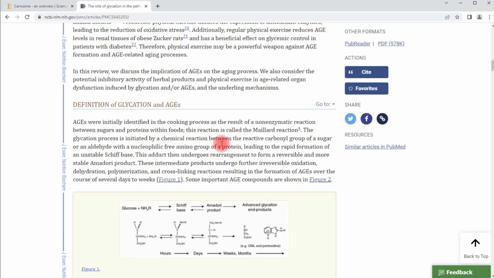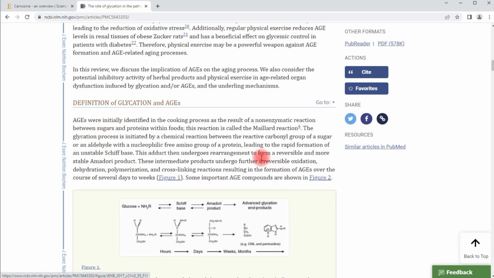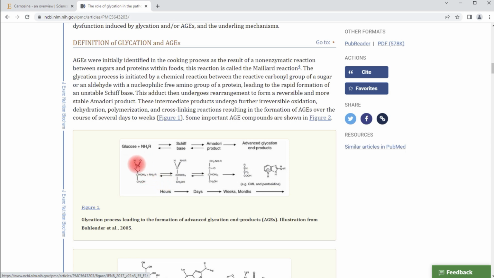Now, there's another one that talks about glycation and AGE, or advanced glycation end products. And you could see the carbonyl group of glucose reacting with an amino group, which is found in all proteins. And we can read this here. It says AGE were initially identified in the cooking process as a result of a non-enzymatic reaction between sugars and proteins within foods. This reaction is called the Maillard reaction. The glycation process is initiated by a chemical reaction between the reactive carbonyl group of a sugar or an aldehyde with a nucleophilic free amino group of a protein, leading to the rapid formation of an unstable Schiff base.